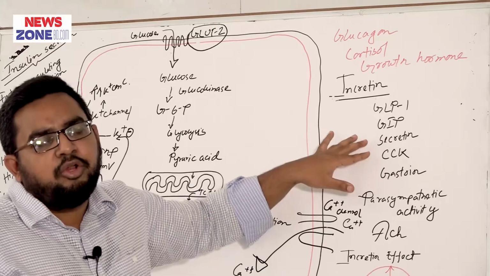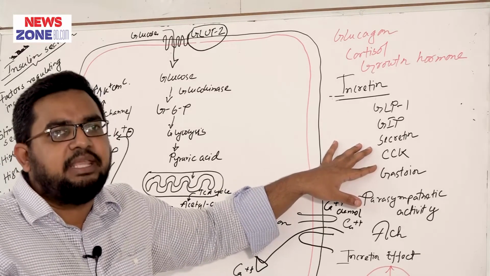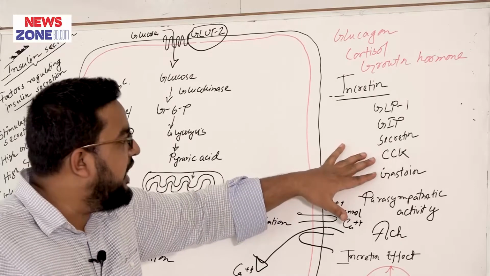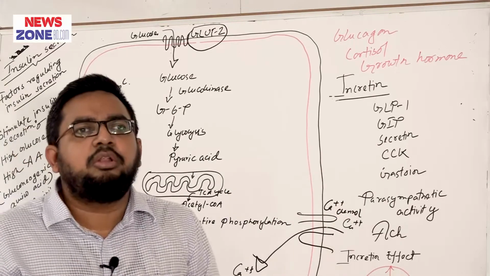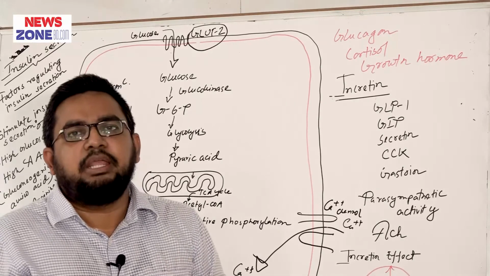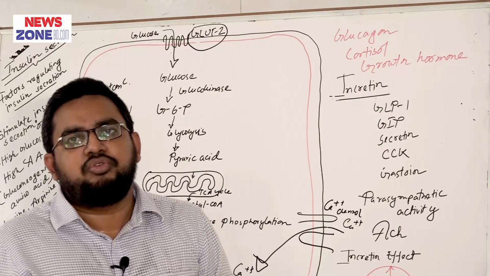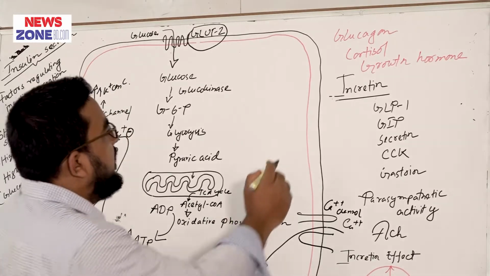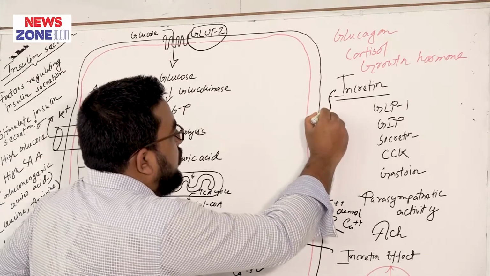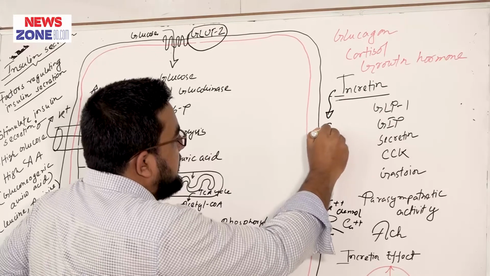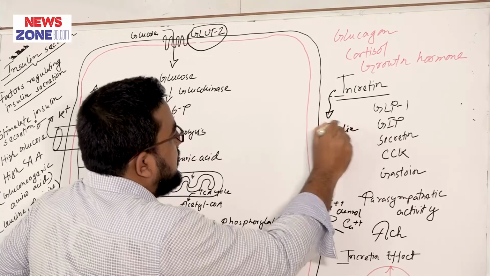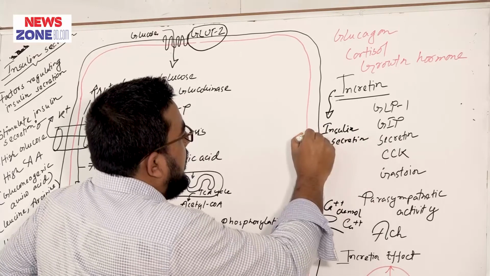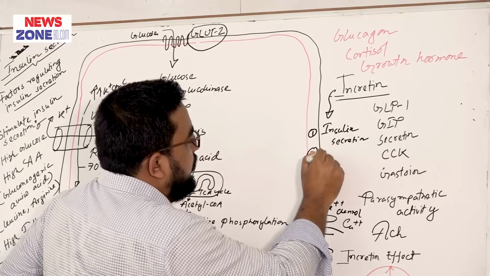There are also some other hormones in the gut that act like incretin: secretin, cholecystokinin, and gastrin. They all act as incretins, and incretin causes glucose induced insulin secretion. Not only does incretin help in glucose induced insulin secretion, it also helps to suppress glucagon.